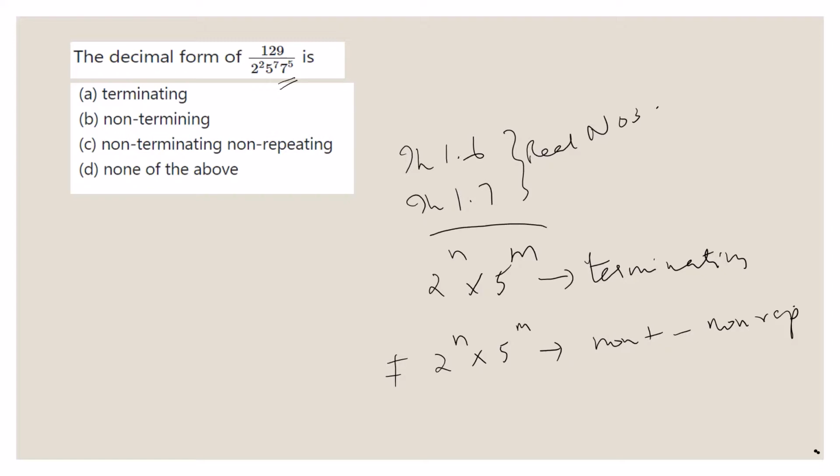Here you can see in the denominator you have 7 raised to 5. And if it is terminating, it should be 2 raised to n into 5 raised to m. And for non-terminating, there can be other numbers also. So we can come to the conclusion that it is option C.